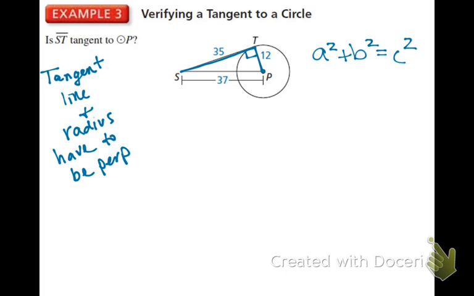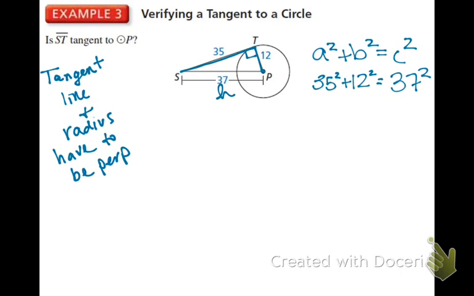We're going to plug everything in. What is the hypotenuse in this picture? 37, because it's directly across from the right angle. So that means 35 squared. You're going to put it on your paper. Do not say the answer out loud. 35 squared plus 12 squared equals 37 squared. So plug it into your own calculator.